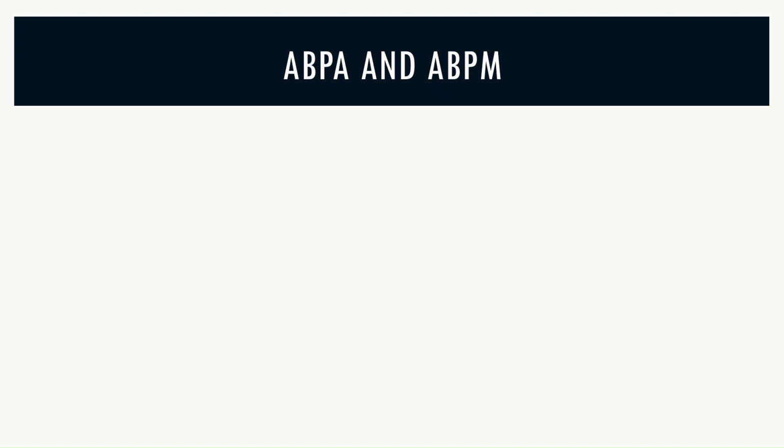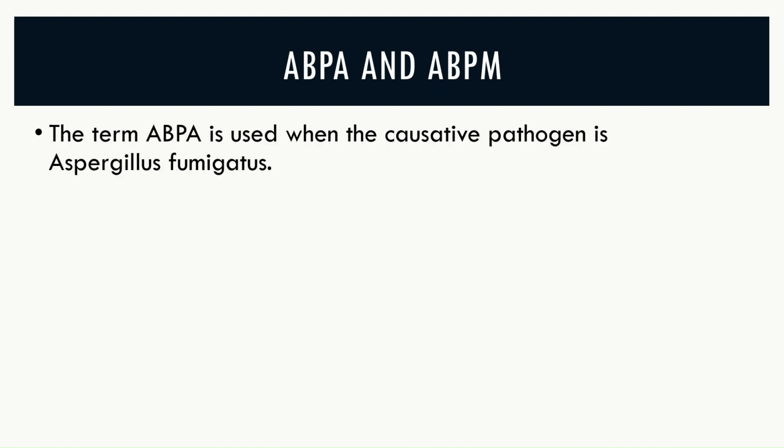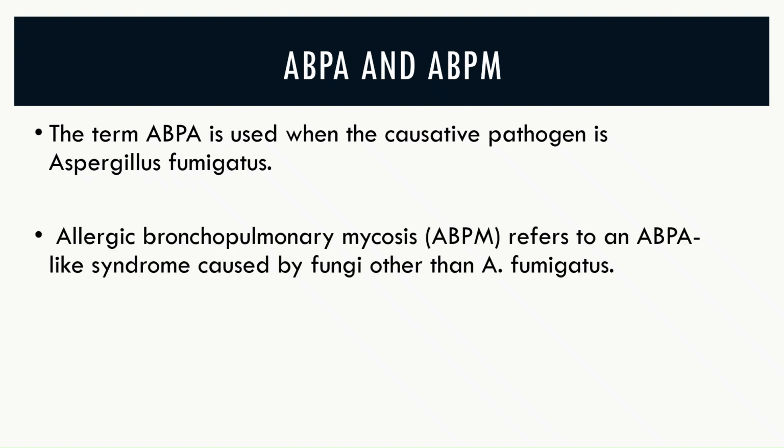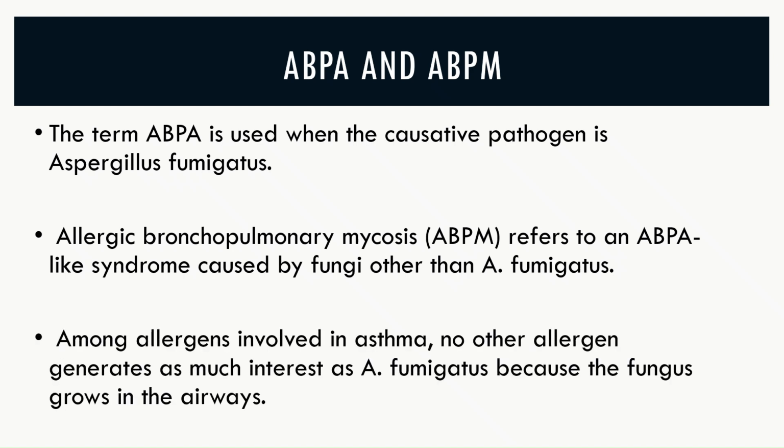ABPA and ABPM. Conventionally, the term ABPA is used when the causative pathogen is Aspergillus fumigatus. In contrast, allergic bronchopulmonary mycosis refers to an ABPA-like syndrome caused by fungi other than Aspergillus fumigatus. Among the allergens involved in asthma, Aspergillus fumigatus generates significant interest because the fungus grows within the airways.